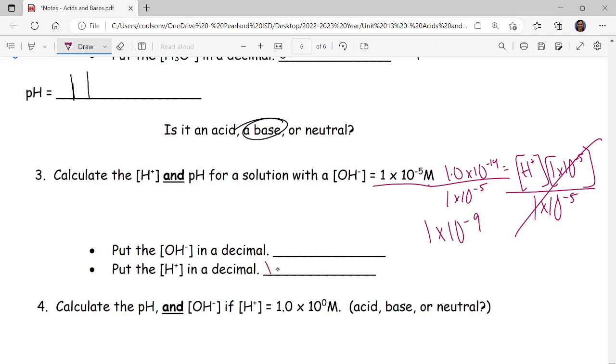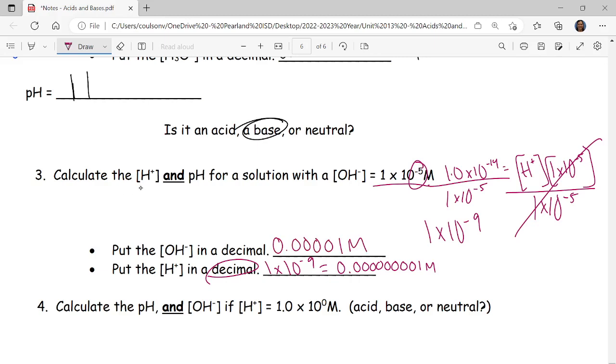I'm going to write this like that first. So 1 times 10 to the negative 9th. But then it says put it in a decimal form, so how many zeros after my decimal? 1, 2, 3, 4, 5, 6, 7, 8, and then a 1. Your unit is still molarity, or molar. Put the hydroxide ion concentration into a decimal form. How many zeros after my decimal? 4. 1, 2, 3, 4.